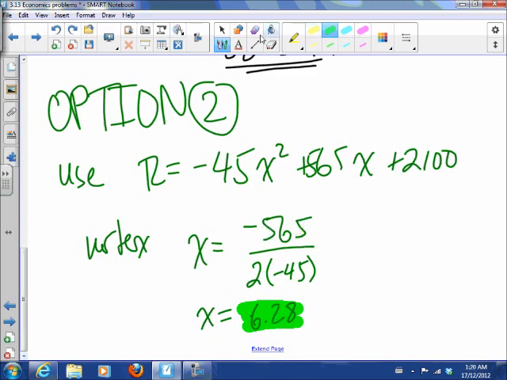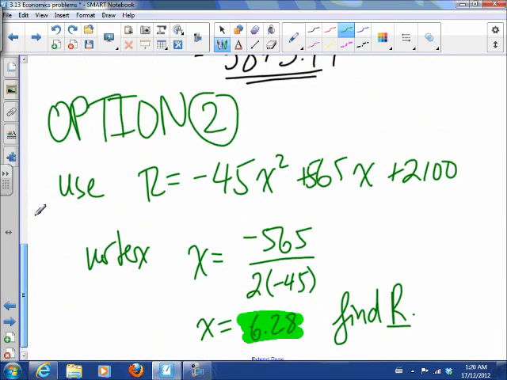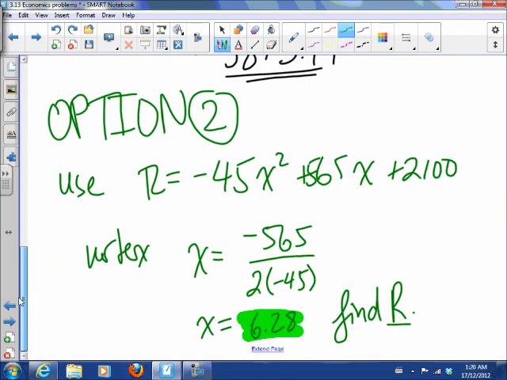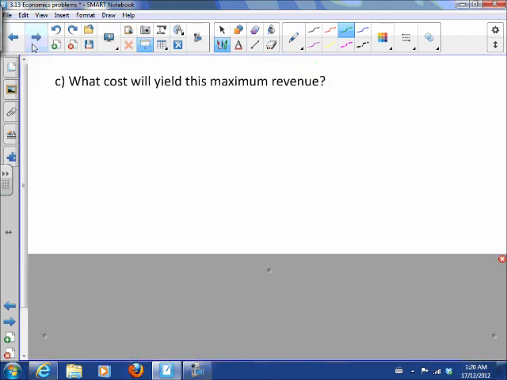And so again, after this, you have to find your revenue. So these are just two different ways that we can do this question. All right. So now the question is, what cost is going to yield the maximum revenue? We know that they're looking to make $3,873. So the question is, what's the cost of the ticket that is going to get the revenue?